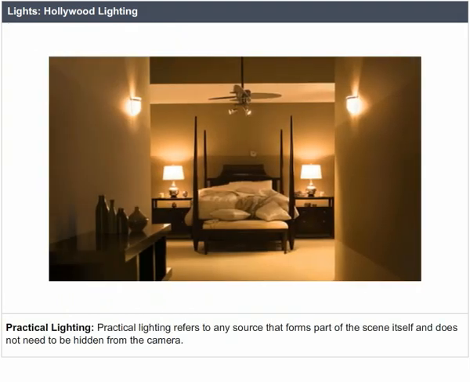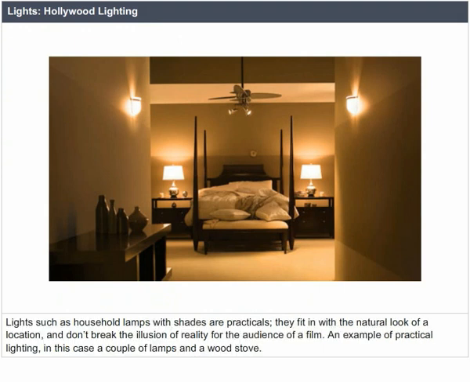Practical lighting. Practical lighting refers to any source that forms part of the scene itself and does not need to be hidden from the camera. Lights such as household lamps with shades are practicals. They fit in with the natural look of the location and don't break the illusion of reality for the audience of a film. An example of practical lighting, in this case, is a couple of lamps and a wood stove.